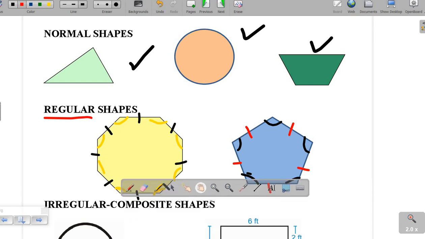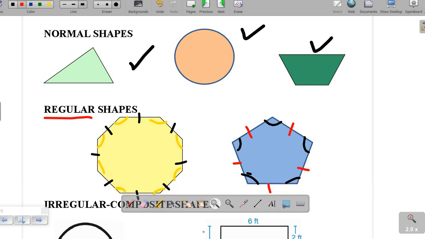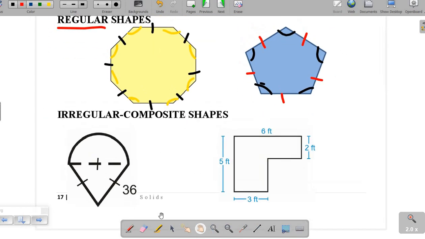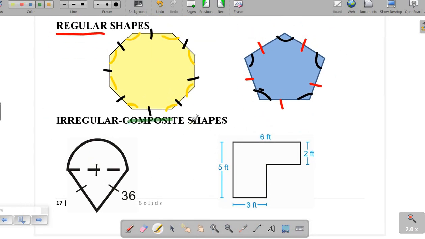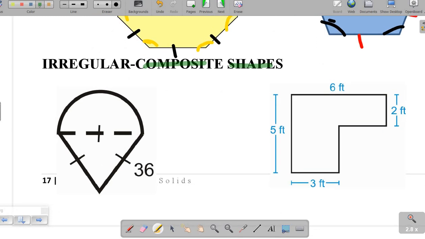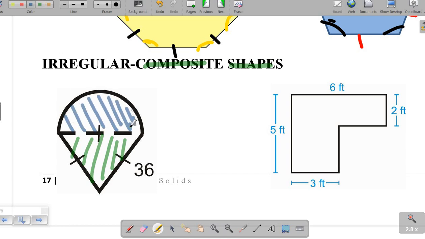Now, we're going to talk today about something called irregular composite shapes. Composite means things that are made up of other shapes. So, for example, this shape here on the left consists of a composite of a triangle and a semicircle.